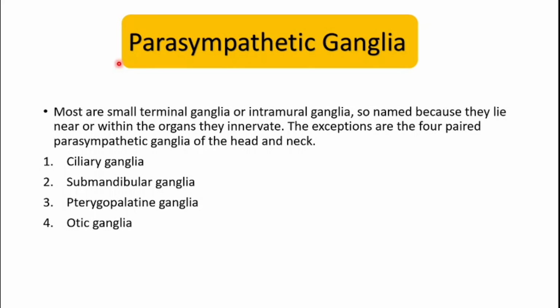So let's talk about the parasympathetic ganglia. I've told you that in the parasympathetic nervous system, mostly we have small terminal ganglia, which are also called intramural ganglia, because they lie very near or within the organs they innervate, with the exception of the four parasympathetic ganglia of the head and neck. These four parasympathetic ganglia are the ciliary ganglion, submandibular ganglion, pterygopalatine ganglion, and the otic ganglion.